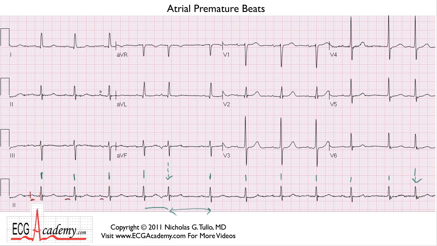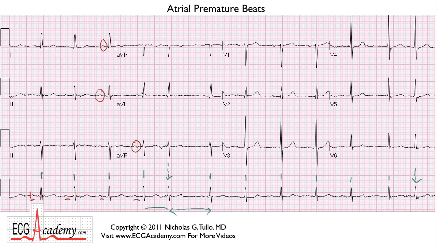Remember, you can look at any lead here. You can see P waves up here and here as well. So there's a P wave in front of every beat. It's upright in 1 and it's upright in AVF, so we're in a normal sinus rhythm with a rate of just about 75 beats per minute, maybe a little slower. So here's the next normal beat and here's the premature.